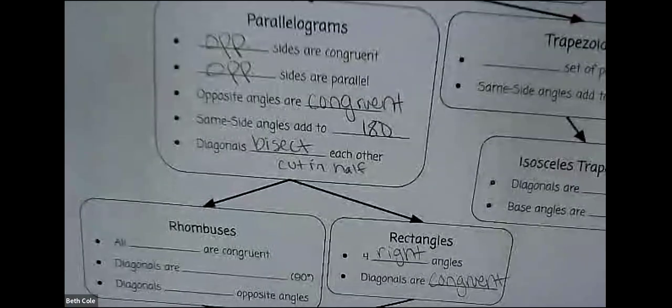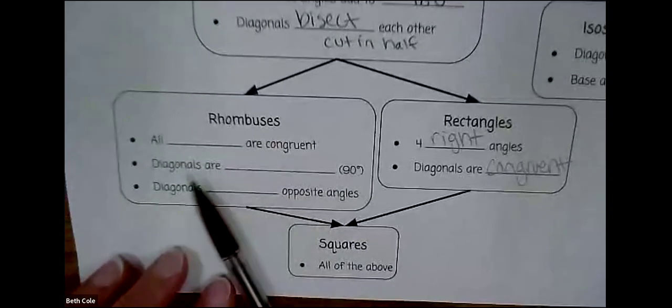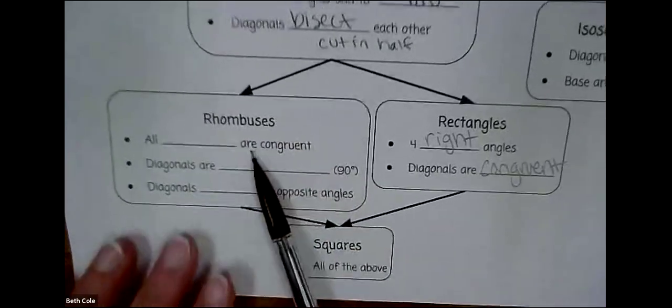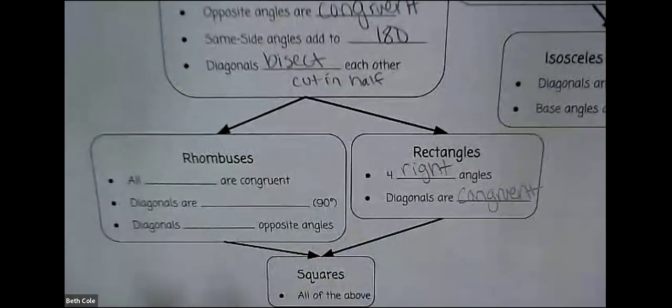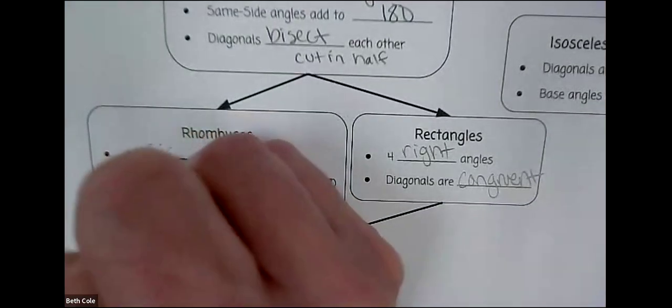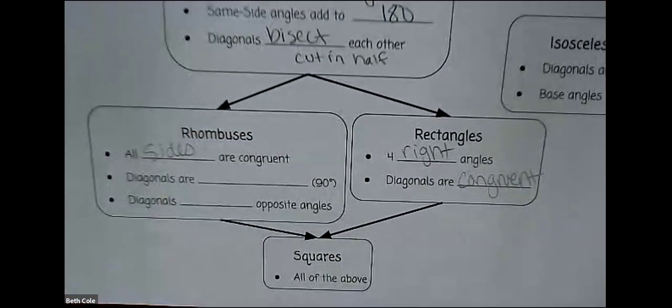All right, so go ahead and flip back over to our little flow chart. The next one we're going to do is rhombus. So rhombus has all the same characteristics as parallelogram plus a couple of extras. First one is all the sides are congruent, which is great because that's very much repetition. All the sides are the same, so that makes it easier.